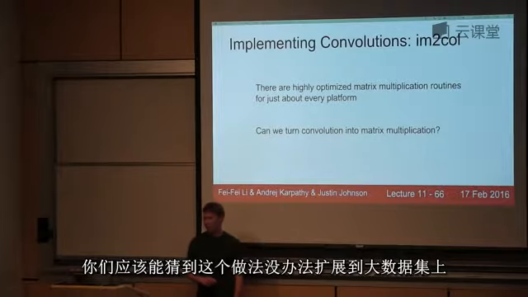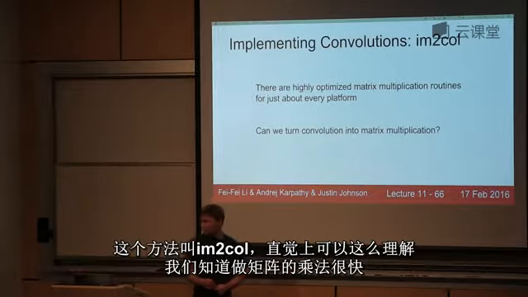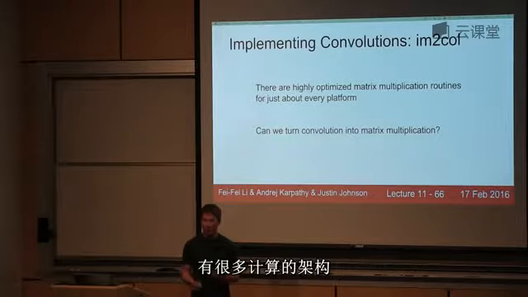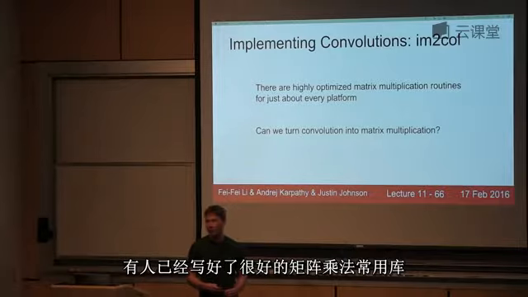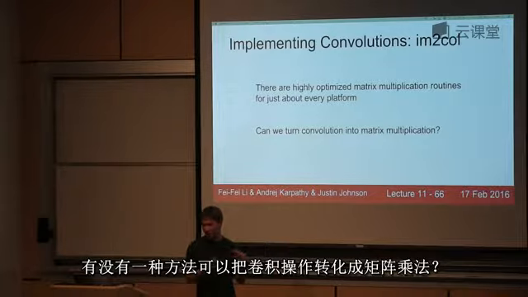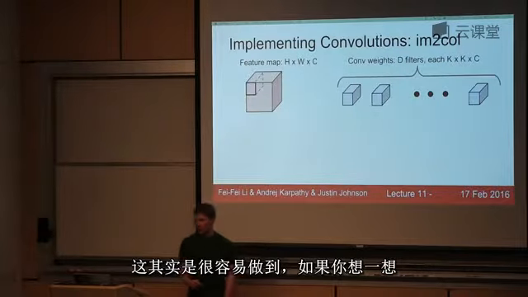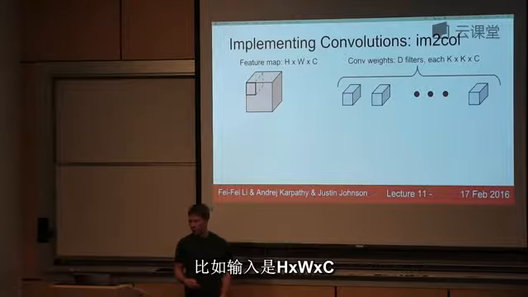So a pretty easy approach that's pretty easy to implement is this idea of an im2col method. The intuition here is that we know matrix multiplication is really fast. And pretty much for any computing architecture out there, someone has written a really, really well-optimized matrix multiplication routine or library. So the idea of im2col is thinking, well, given that matrix multiplication is really fast, is there some way that we can take this convolution operation and recast it as a matrix multiply? And it turns out that this is actually somewhat easy to do once you think about it.